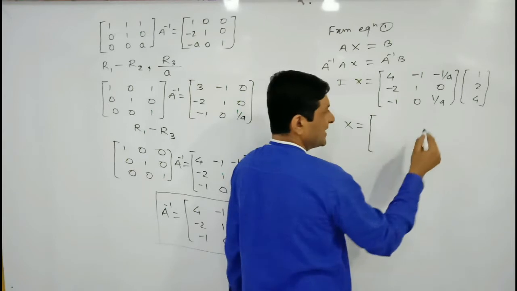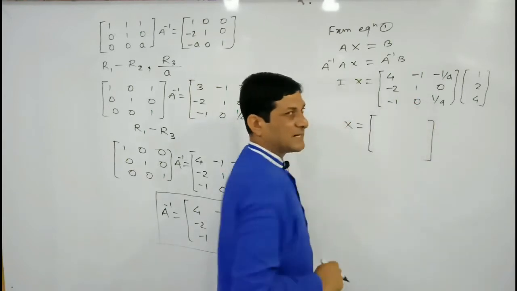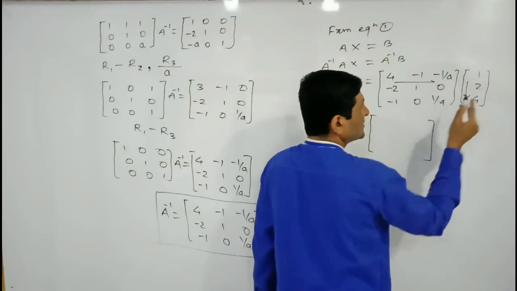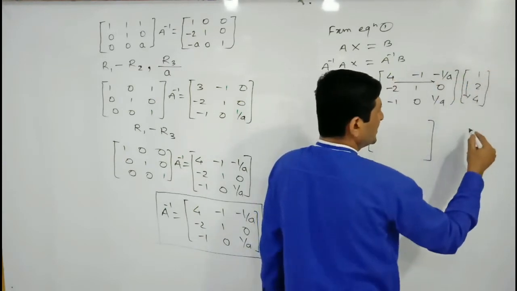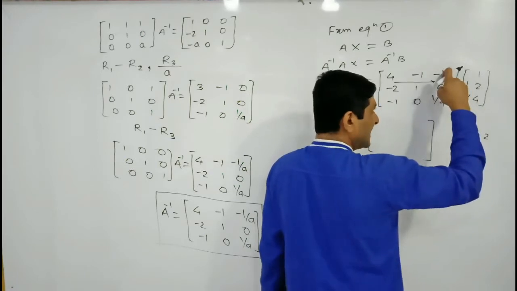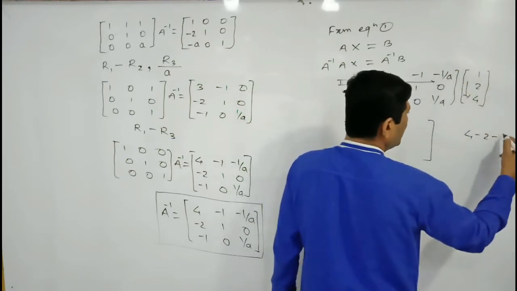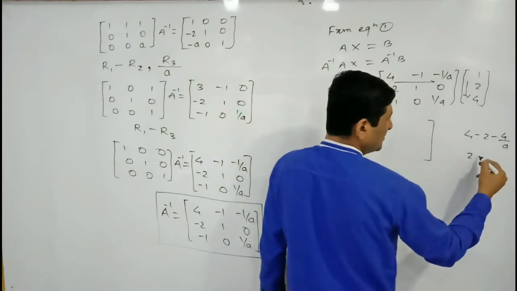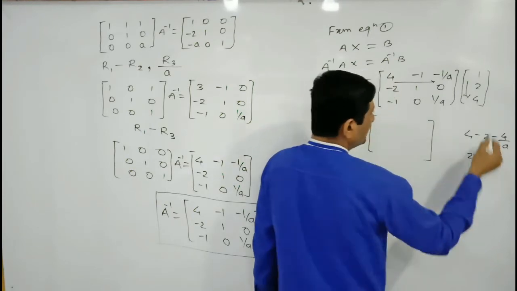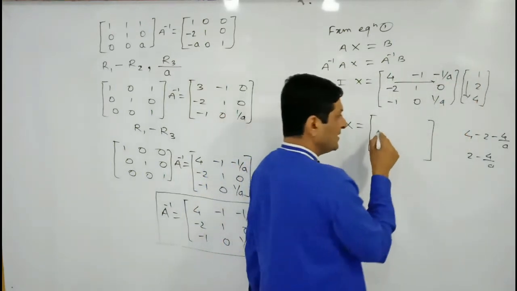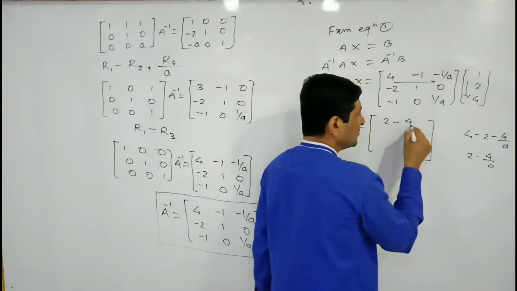Now simply we are taking the multiplication of these two matrices. So let us multiply the first row by this column. See what we'll get. 4 into 1 will be equal to 4, minus 1 into 2 will be equal to minus 2, and minus 1 by a into 4 will be minus 4 by a. So here 4 minus 2 will be equal to 2, minus 4 by a. After multiplying the first row by the first column, we are getting 2 minus 4 by a.